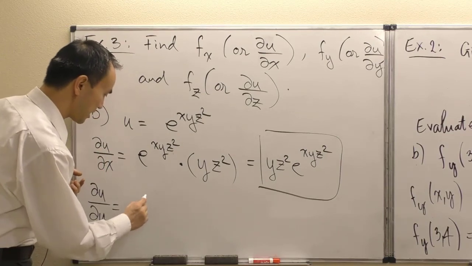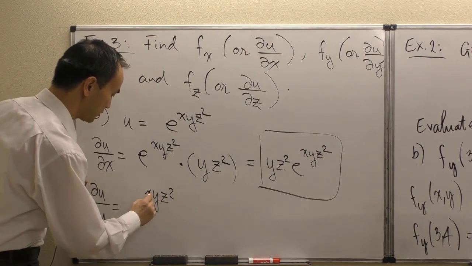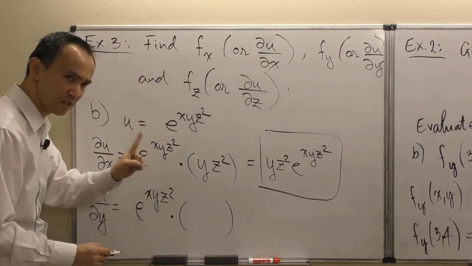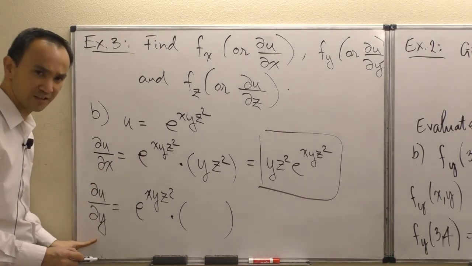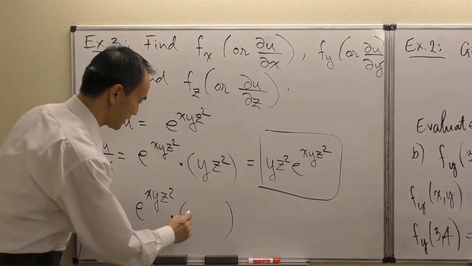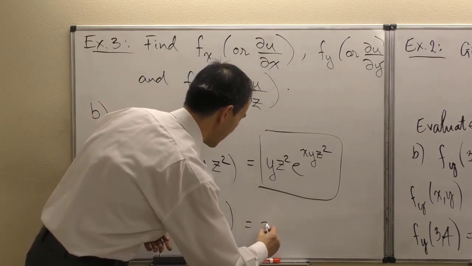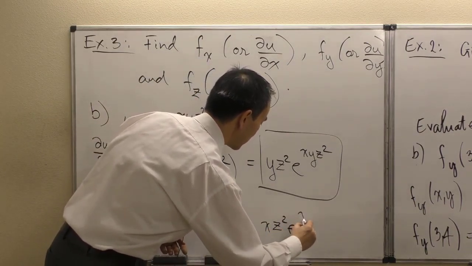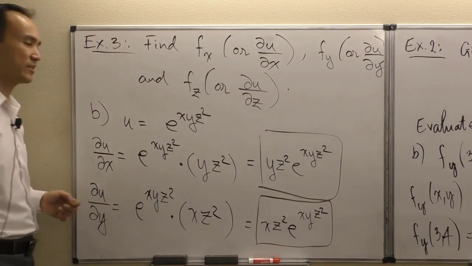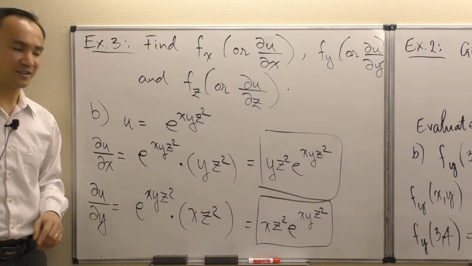I need to retain that e to the xyz squared. I need to retain that, but then I multiply according to chain rule the derivative of the inside, but this time in terms of y variable. So now that gives me xz squared. All right, and now I can rewrite that as xz squared times e to the xyz squared. That's my partial derivative of the function u in terms of y.